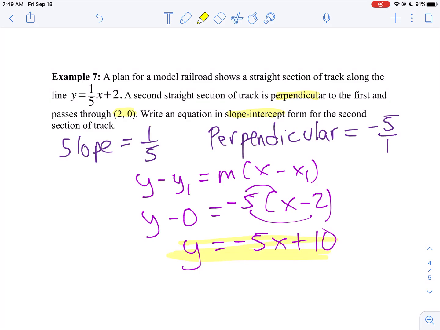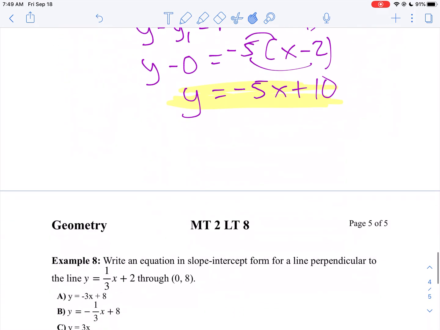You've got to be nerdy if you're going to write the equation of your railroad track in a model railroad, but that's what it is. Or maybe an engineer might do that when they're planning it out or typing that into their AutoCAD.